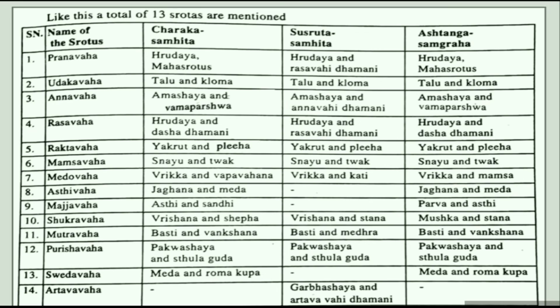The roots of Purishavaha Shrotas is same, that is Pakvashaya and Sthula Guda. The roots of Svedavaha Shrotas is Meda and Romakopa according to Charaka Samhita and Ashtanga Hridaya. Shushruta Samhita didn't give any explanation about the Svedavaha Shrotas root. The root of Artavaha Shrotas is Garbhashaya and Artavaha Dhamani according to Shushruta Samhita. Charaka Samhita and Ashtanga Sangraha didn't give any explanation about the root of the Artavaha Shrotas.